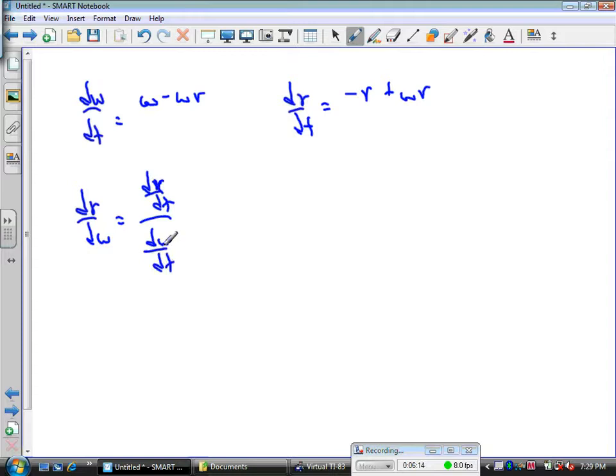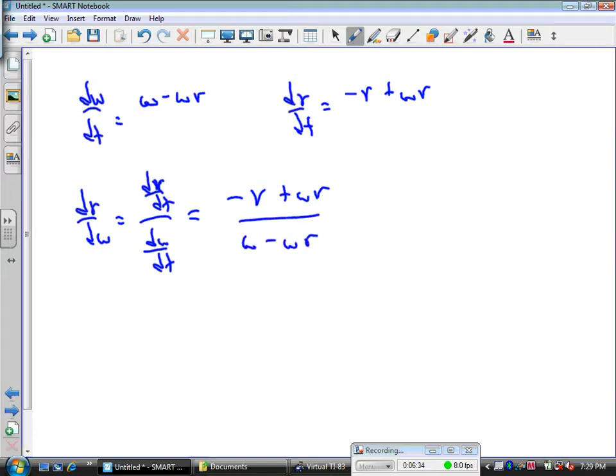Right? Remember when we did parametrics? Okay, so if you divide dw/dt into dr/dt, this is a fraction. How do you divide by a fraction? Multiply by the reciprocal, the dt's cancel, you get dr/dw, right? But what is that? dr/dt is this, divided by dw/dt, which is this.